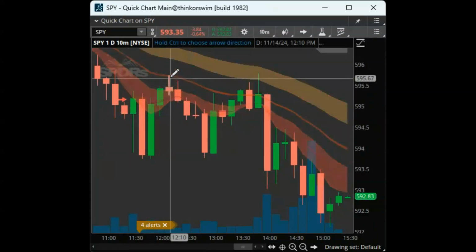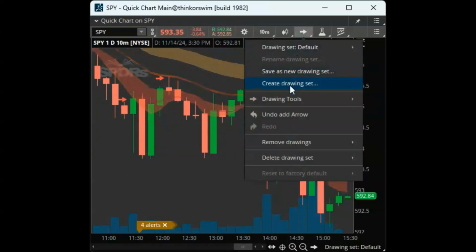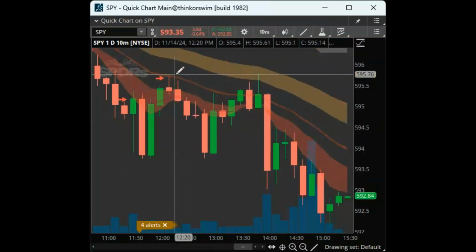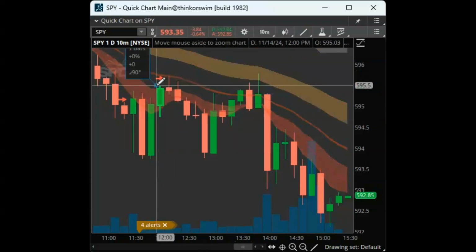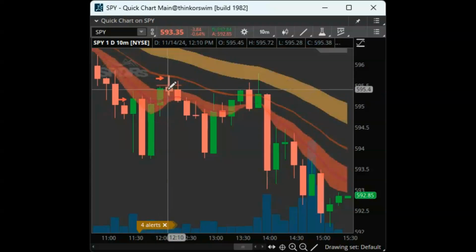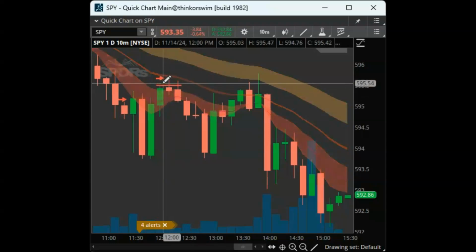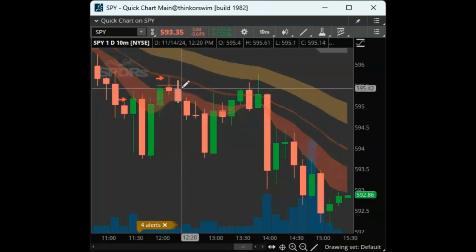But as soon as the 512 reclaims, like right here, I will get out of this trade, and I'll use the candle next to it, like 1 or 2 candles next to it. So I'll put my stop right here at the top of that candle. I don't go directly on the cloud, like right here where that line is. I go a little bit above it.